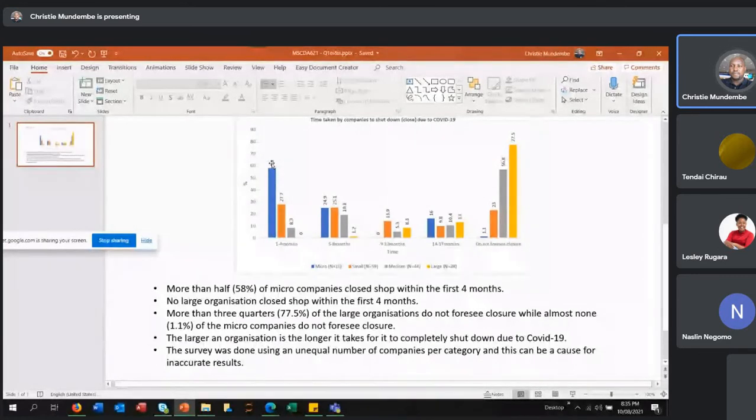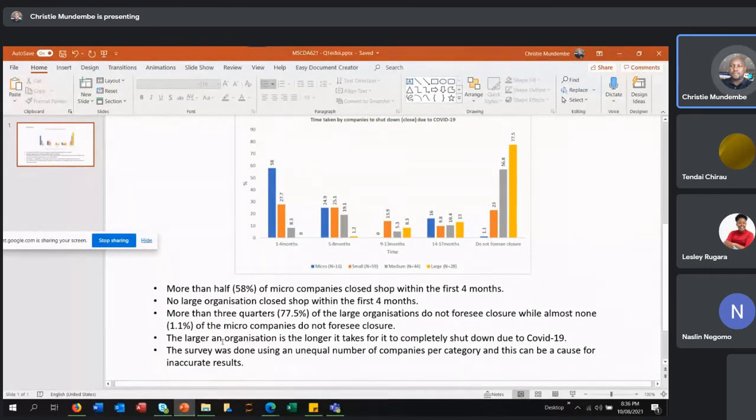And if you look at the large companies, none was affected. If you go now to the end of the chart where they don't foresee any closure, you realize more than 3/4 of large companies are optimistic, or they don't see themselves closing. Then if you go down, you see that almost none of the smaller companies, which is 1.1%, are the only companies which see themselves as maybe having a future of staying in business. So those are the 2 big points which we see from the graph.